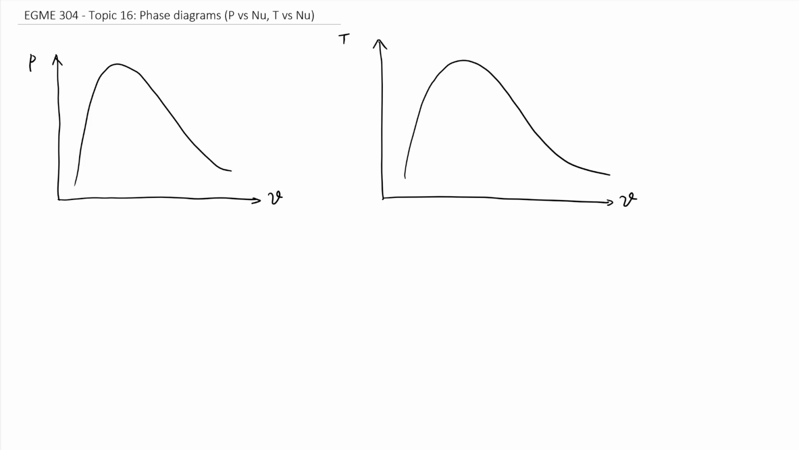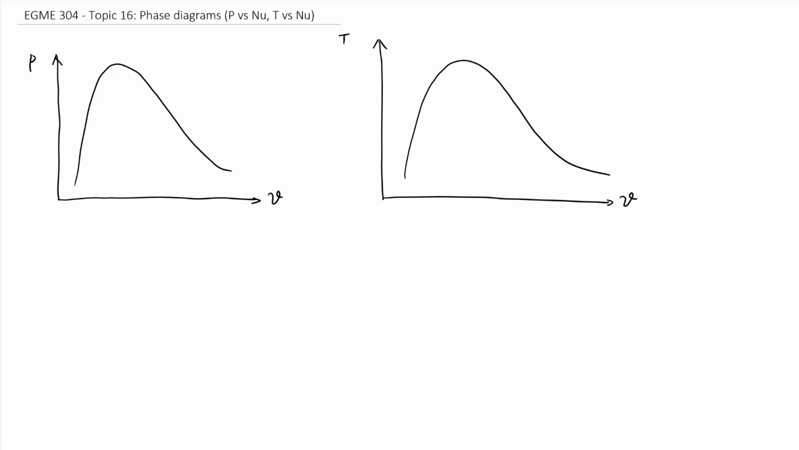In this video, we'll talk about two phase diagrams. The first one is P versus nu diagram. The second one is T versus nu diagram. P stands for pressure, T stands for temperature, and the nu stands for specific volume, which is volume over mass. On each diagram, we first see there is a dome. This dome is called vapor dome, which will help us to identify the state of the substance.